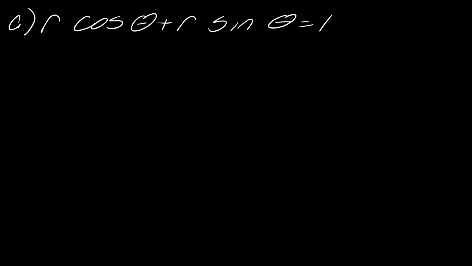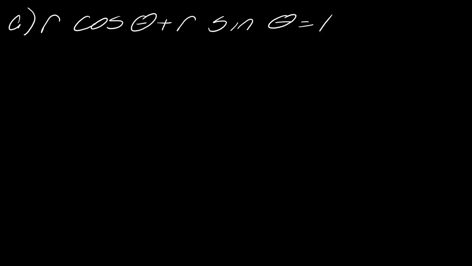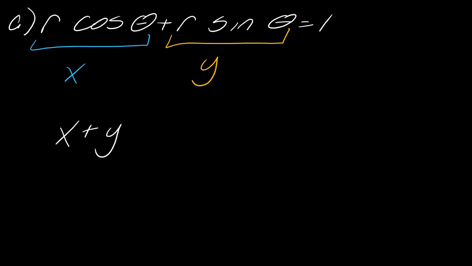Well, the one thing that I know right from this relationship is my r cosine theta is x and my r sine theta is y. So I can pretty easily make this. So r cosine theta we said was x, r sine theta, this is y. So sometimes this can be a nice straightforward conversion like this. So this just becomes x plus y equals 1 and we're done.